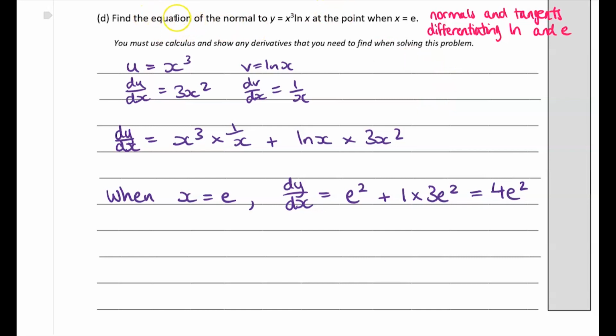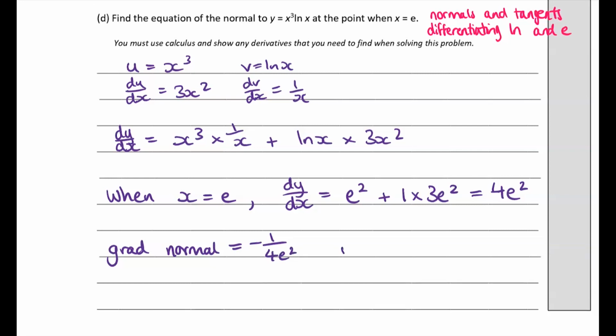Now we want the equation of the normal. So that's the gradient of the tangent. So the gradient of the normal will be minus 1 over 4e squared.